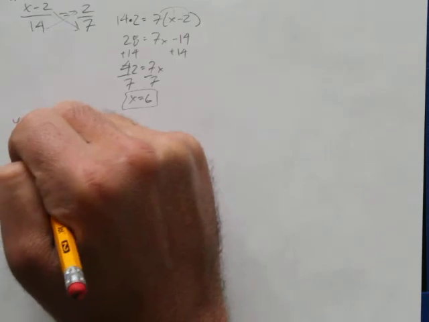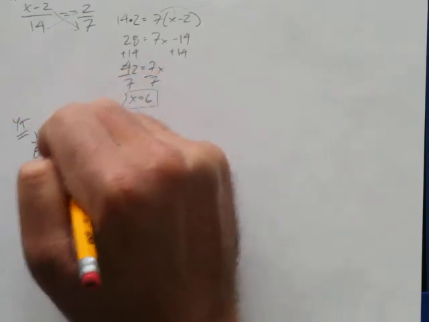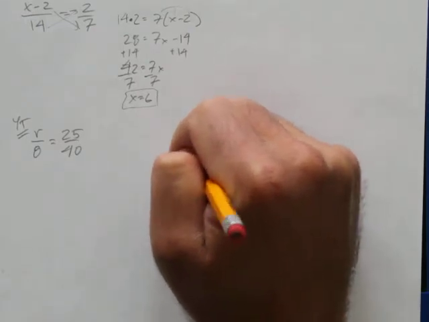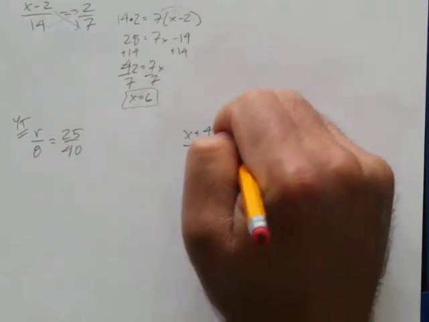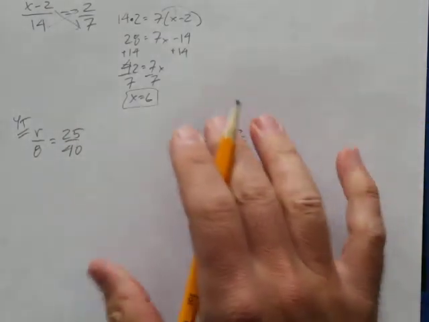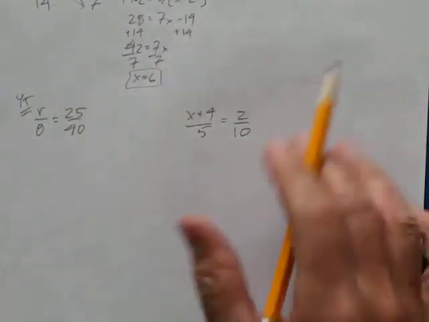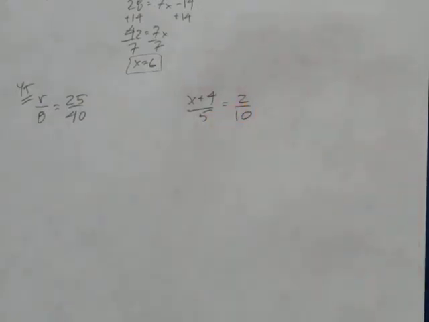R over 8 equals 25 over 40. Also do this one: x plus 4 over 5 equals 2 over 10. So do those two, and then we'll have one more example after that, and we'll be done with 2-6. Pause and get to work.